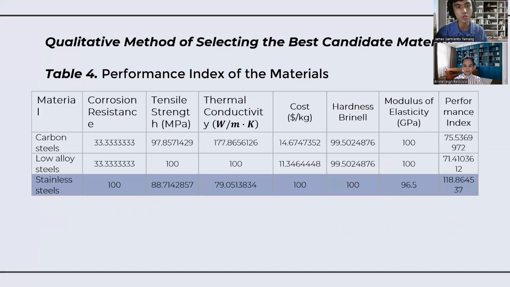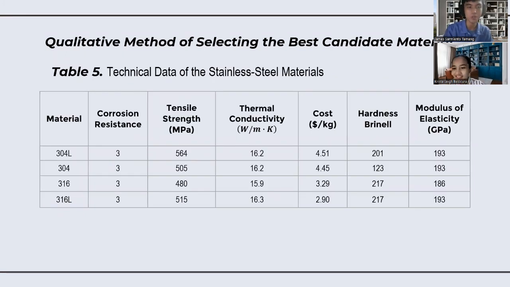While table 4 shows the performance index of said materials, which shows that stainless steel actually has the highest performance index, which means that this is the material that should be used in the design for the PFR. So table 5 shows the technical data of the stainless steel materials. So we know that there are a lot of stainless steel. So in this case, the best suited stainless steel material is 304L, 304, 316, and 316L.